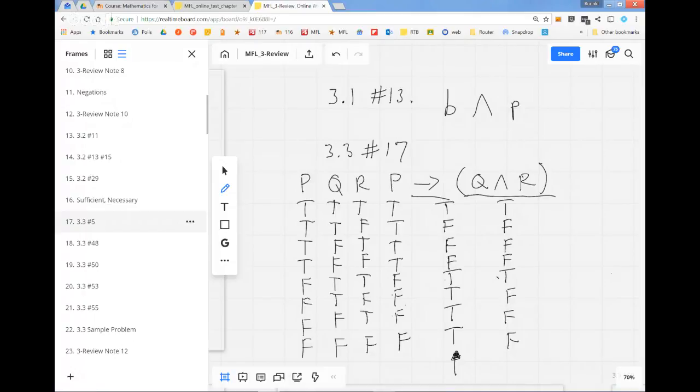Now, how the table is designed, it doesn't matter if your columns are slightly arranged in a different way. Let's see, how can I put this? The design of the table is not important. The answer will always be the one that's above the arrow here.